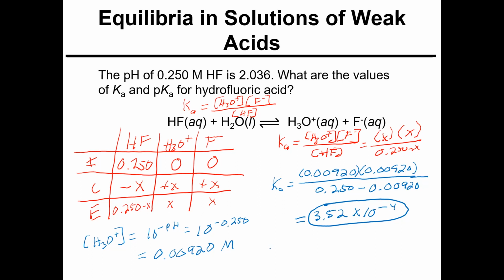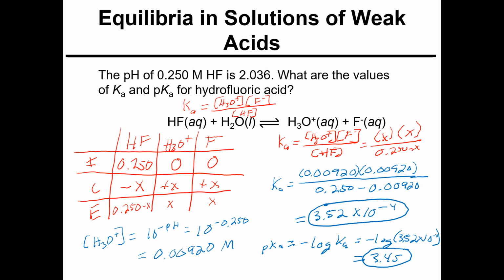The question also asks us for the pKa. So pKa, just like pH is the negative log of H3O plus, pKa is the negative log of Ka. So it's the negative log of 3.52 times 10 to the negative 4. If you plug that into your calculator, the negative log of 3.52 times 10 to the negative 4 comes out to 3.45.